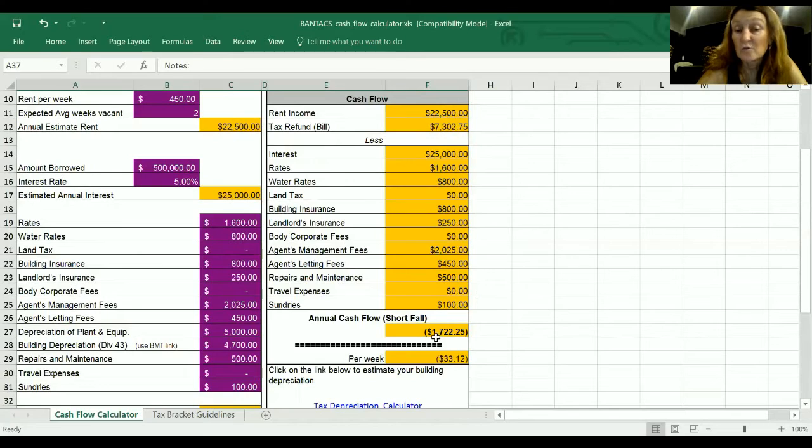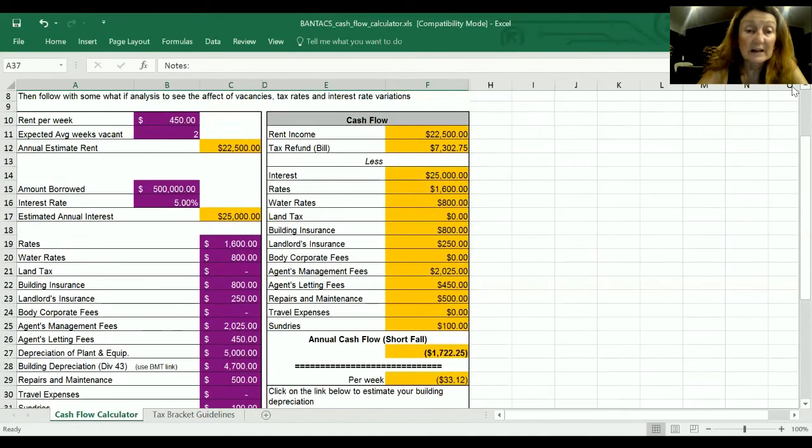it only costs you $1,700 a year to hold. And remember, we said over here it was $9,000 before you got your refund. So it's a huge difference. On a per week basis, that's only $33 per week. Now, I don't want you to stop there. I want you to do some what-if analysis.